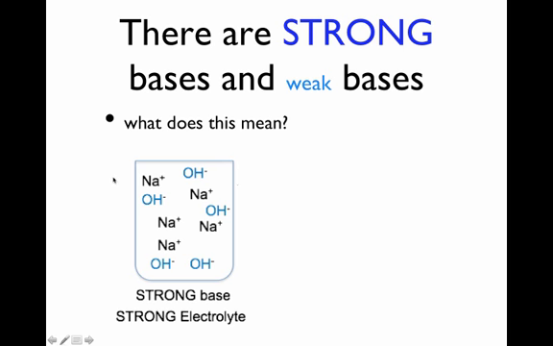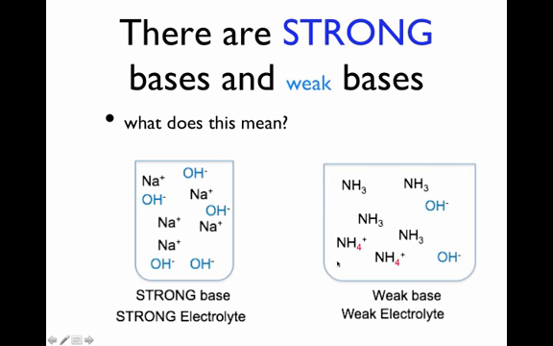Sodium hydroxide, if you dissolve that in water, almost all of the Na plus and OH minus ions will disconnect from each other, and you will have a container that is basically almost exclusively sodium ions and hydroxide ions, in addition to the water molecules that are running around in here. But these almost entirely disconnect from each other. Because of that, you say that sodium hydroxide is a strong base. And because there are so many ions running around, you can say that it is a strong electrolyte as well.